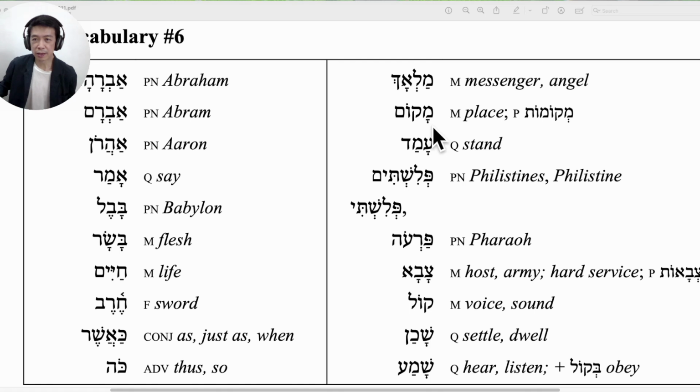The next word is place, makom. In plural form, it is pronounced in Hebrew as mekomot. The next word means stand. It's pronounced in Hebrew as amad.